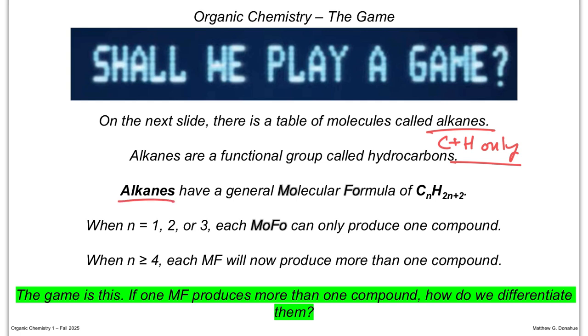So alkanes have a molecular formula of CnH2n+2. If I tell you to memorize anything in this course, it's to memorize that. We're going to use it a lot. For any n number of carbons, you have 2n+2 hydrogens.